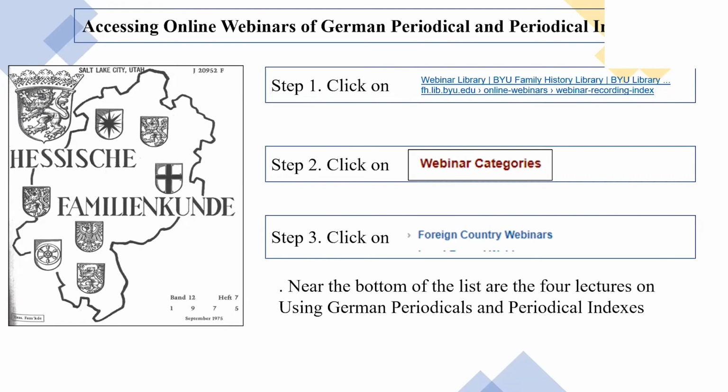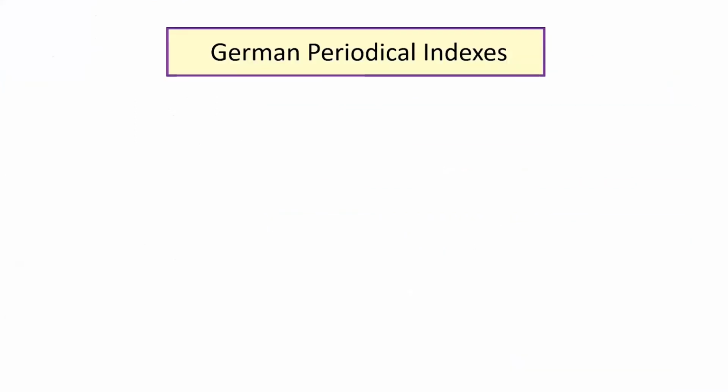These lectures, handouts, and instructions are provided to teach you how to access an online database that lists over 600 German periodicals. There are 3 periodical indexes.